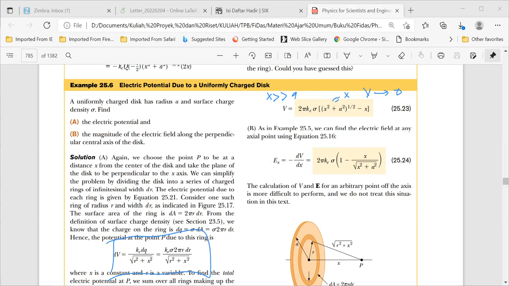What does it mean? It means that even a ring or a disk, if seen from far, far away, if the distance is very large, looks like a point. Even if it is a disk or a ring, if we see it from a very far distance, it looks like a point. That is the physical interpretation of this case. Is there any question?